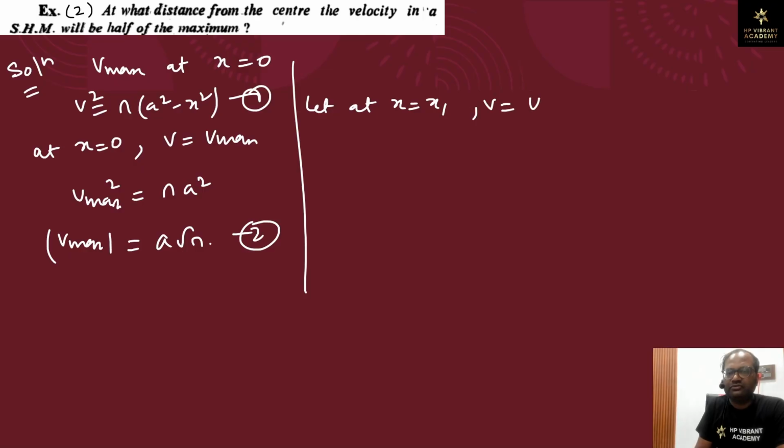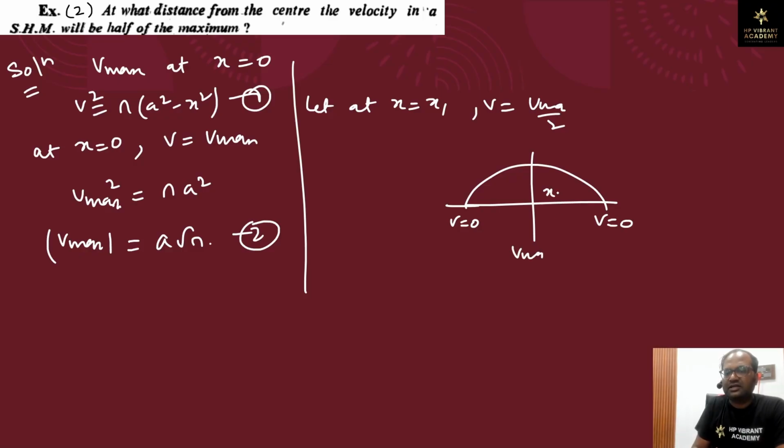So this is equation 1. This is equation 2. Let at x is equal to x1, v is equal to v max upon 2. Let us take this like this. We have v is equal to 0 at both extremities, and at x is equal to 0, we have v max. So let us consider at a distance x1, we have this value as v max upon 2.